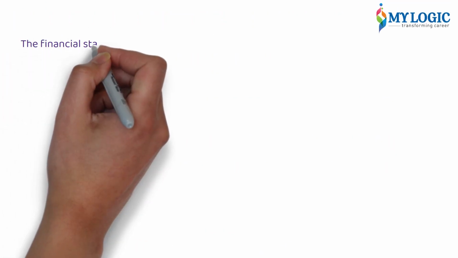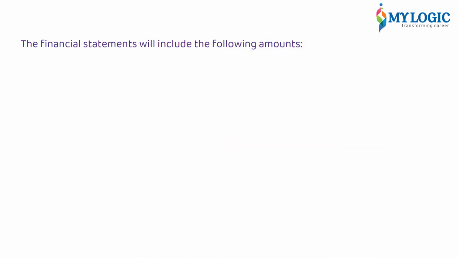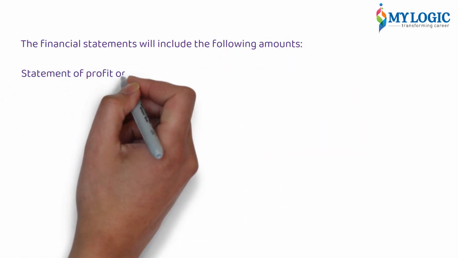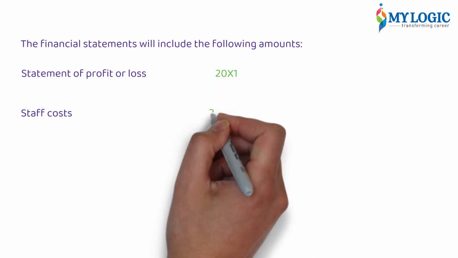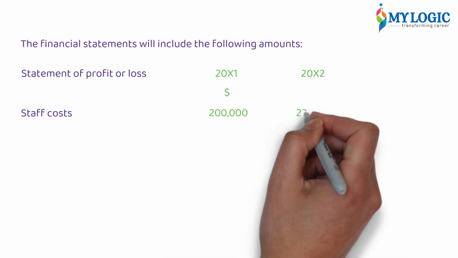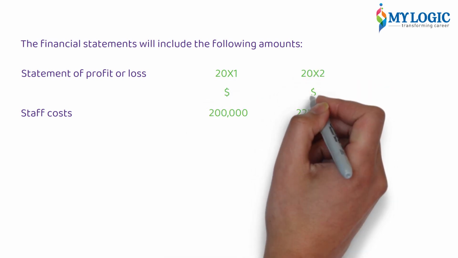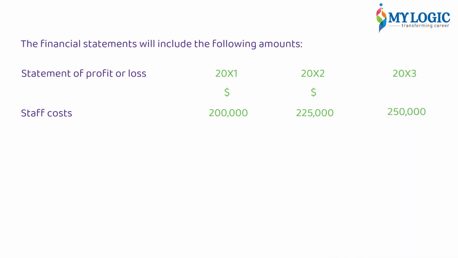The financial statements will include the following amounts. Statement of profit or loss. Staff costs. For 2011, $200,000. For 2012, $225,000. For 2013, $250,000.